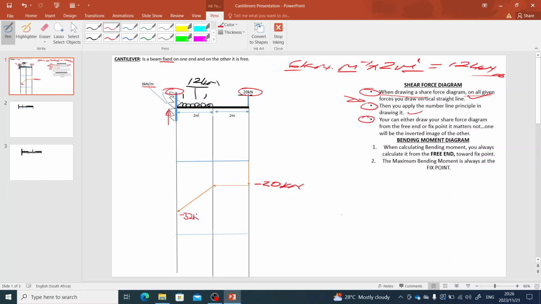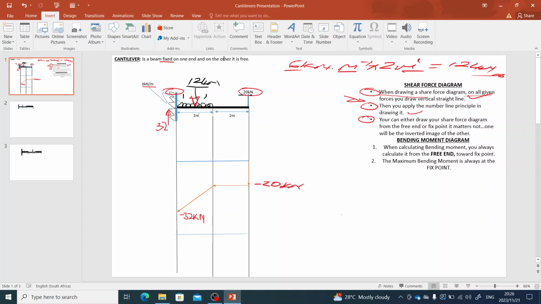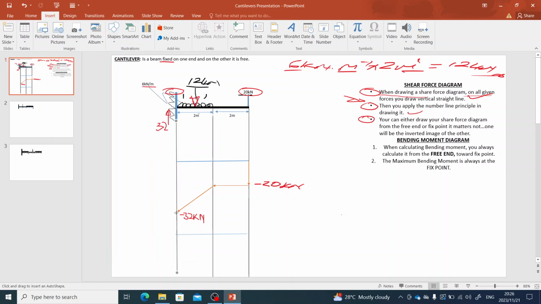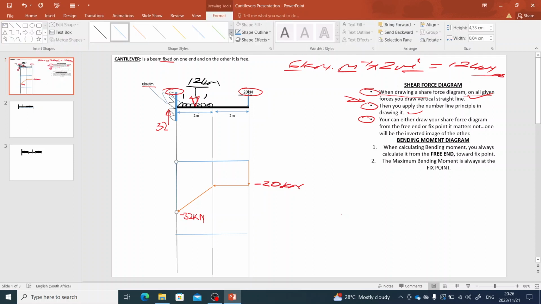Right. Because we said negative 20 plus negative 12, the negative 12 from the conversion of your UDL. Then we are having negative 32 plus the positive 32 that we've calculated here. Then 32 plus 32 equals what? Equals zero. As a golden rule of drawing the shear force diagram, we need to start at zero and end at zero. That's exactly what we did here. We started at zero, we ended at zero.